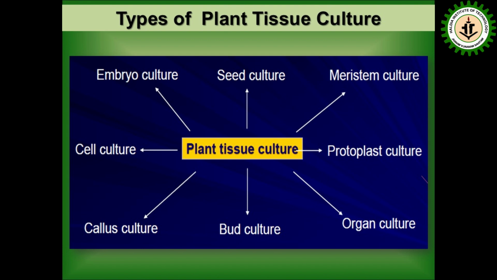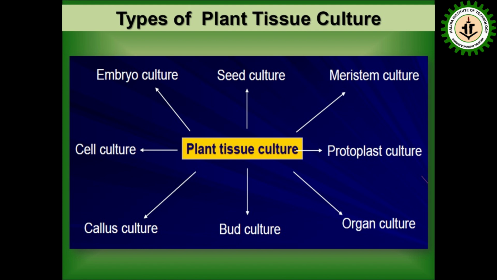There are several types of plant tissue culture techniques. Each type serves a specific purpose, and the choice of technique depends on the desired outcome, whether it is for mass propagation, genetic modification, or research. Here we will explore the major types of plant tissue culture.